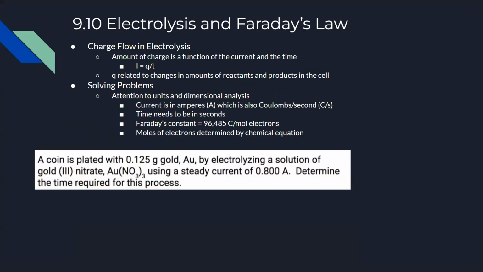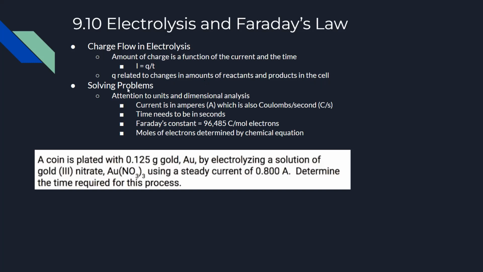So now we have the last subunit of AP Chem, 9.10, electrolysis and Faraday's law. So, charge flow and electrolysis. The amount of charge is a function of the current and the time. That's shown by I equals Q divided by t. And Q is related to changes in amounts of reactants and products in the cell.